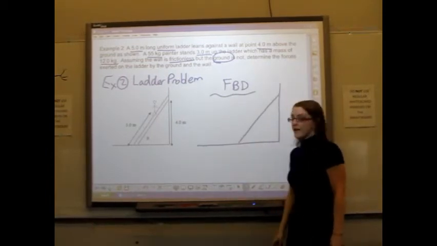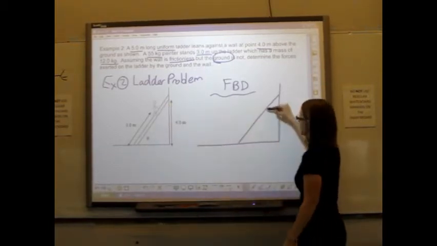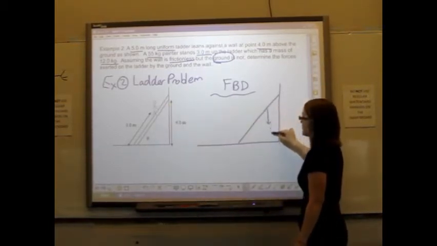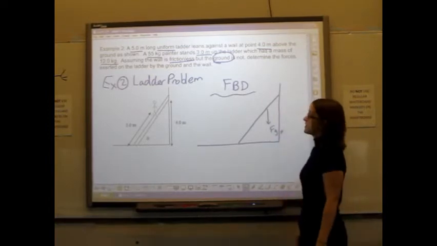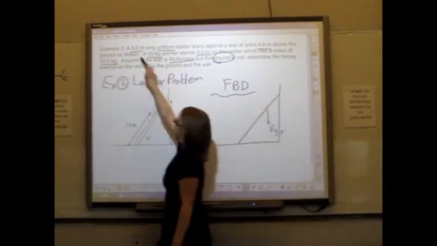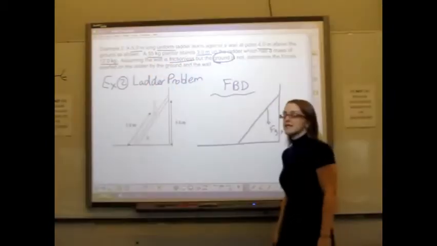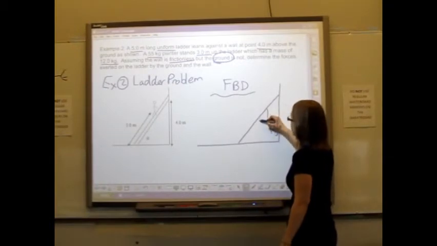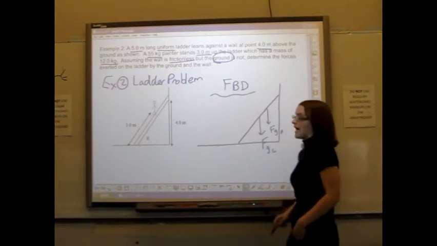Alright, so you have a ladder leaning against a wall. We know that there's a person on the ladder, so that will provide a force of gravity, and we'll call that force of gravity P for person. Now, the first sentence, a 5-meter long uniform ladder. The word uniform means the center of mass of the ladder is at the center of the ladder. So we have another force of gravity, and that is for the ladder.